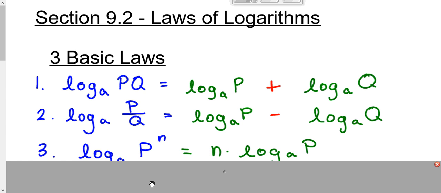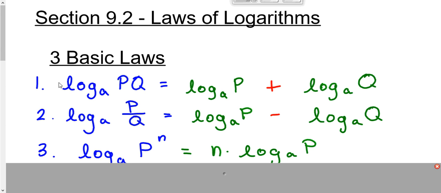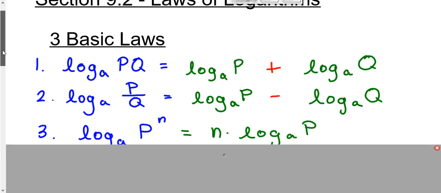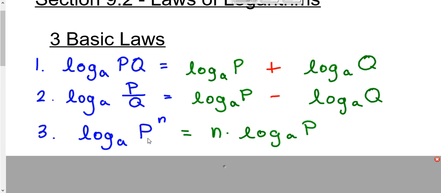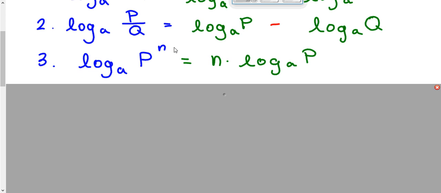Then our last law is that if we have log base a of something to an exponent, so p to the n, that would be the same thing as moving that exponent to the front and multiplying it as a number. With these 3 laws, we're going to practice using them first forward and then backwards, and then you will have an assignment in MyMathLab, I believe. Let me check. Yeah, that's correct. Assignment in MyMathLab.